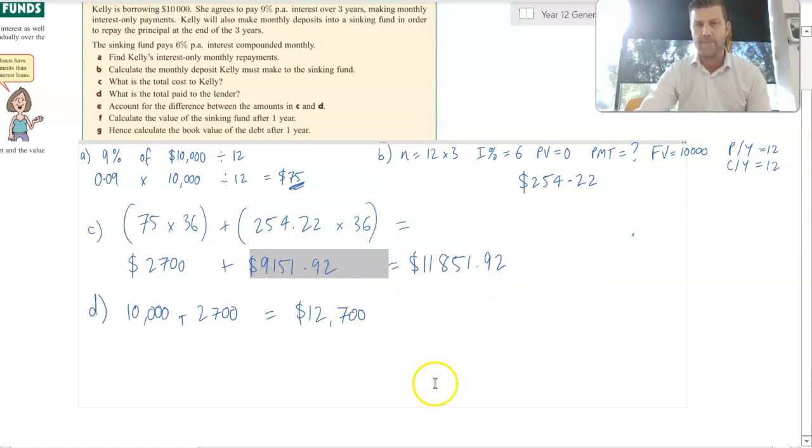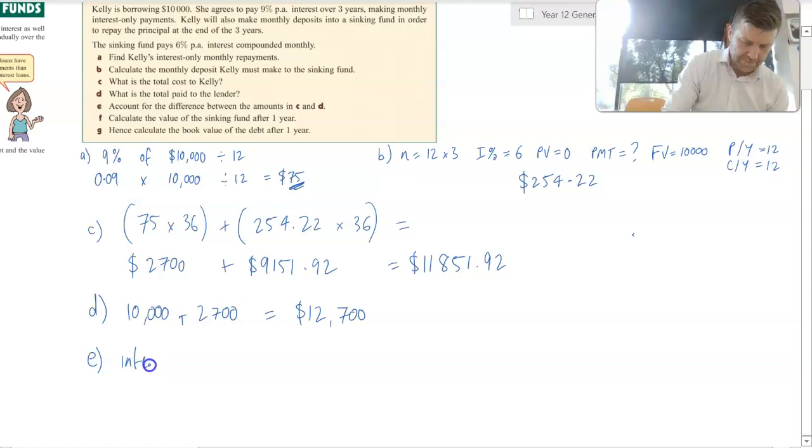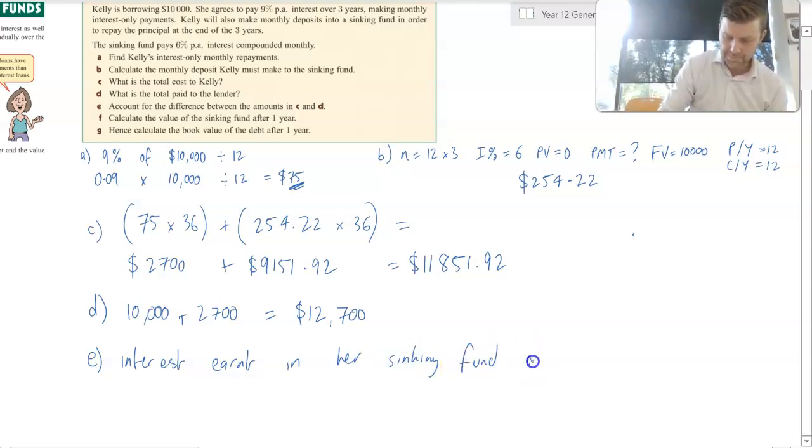This amount here, I'm not going to write it down, but basically, let's write it down. It is the interest earned in her sinking fund.